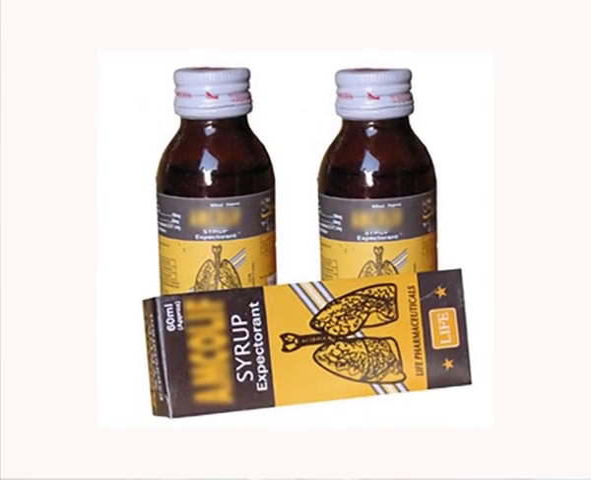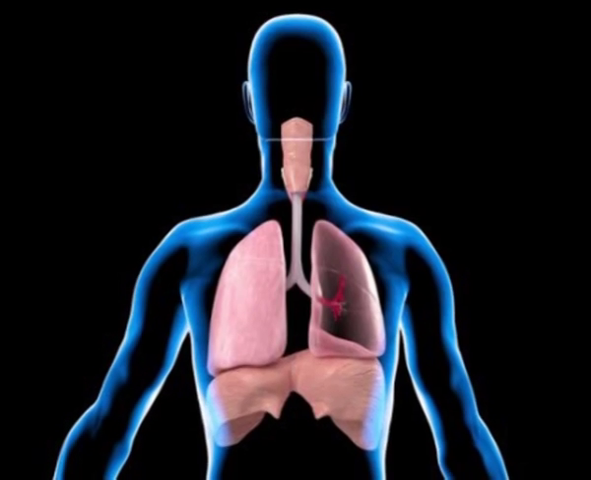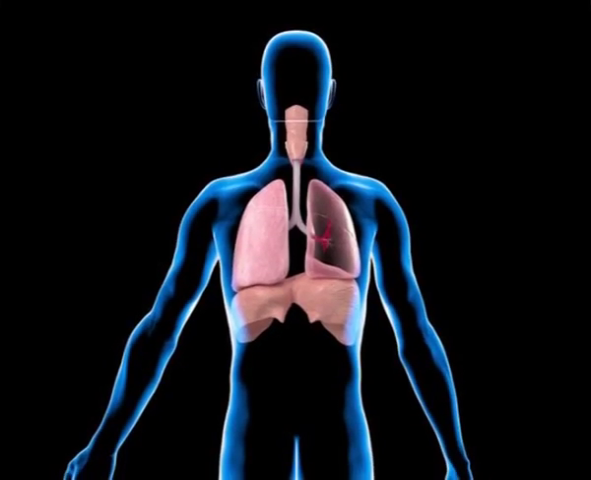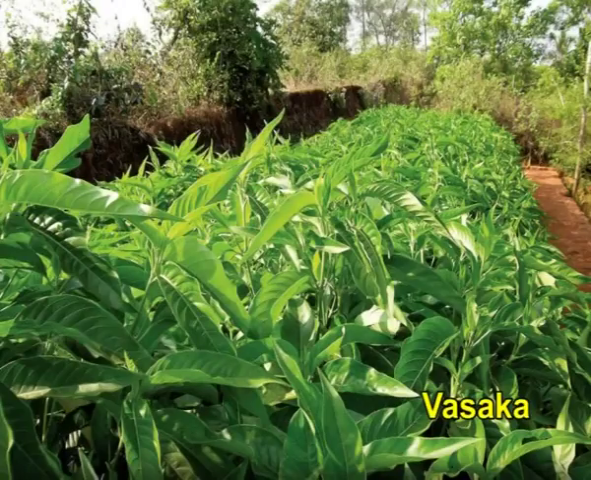Third is demulcent expectorants. These agents are normally mucilaginous in nature and serve to coat and protect the mucous membrane of the upper respiratory tract. Examples are licorice, tolu balsam, vasaka, etc.